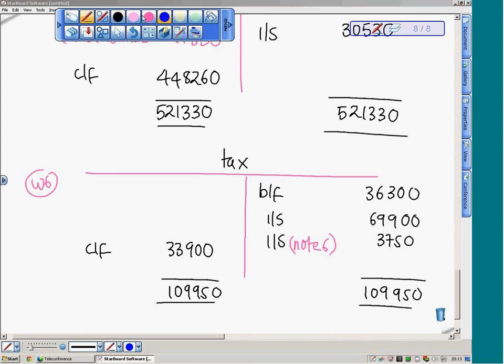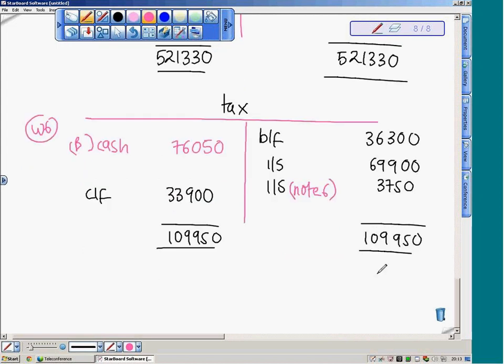What you end up with is a balancing entry, which is your cash payment. So during the year, we ended up paying out 76,050. Okay. That's the tax entry, and we have one final T account to deal with.